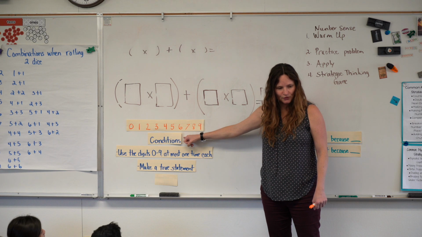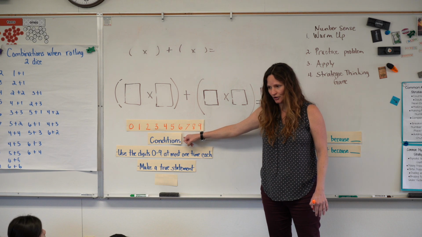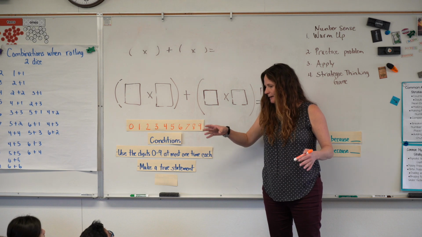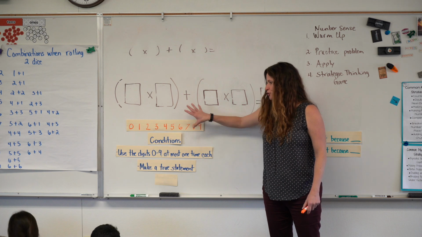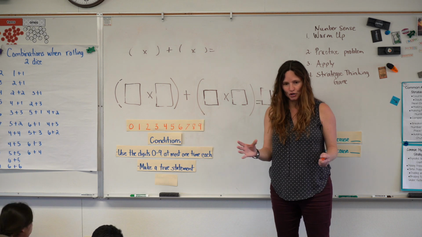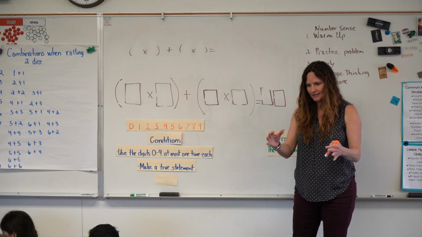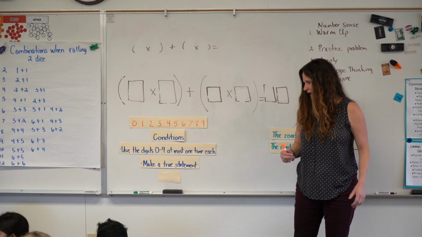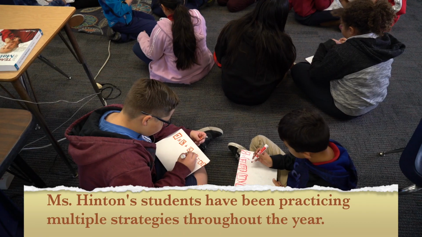What I want you to do first is work with a partner to talk about what numbers we can put in there to meet these conditions. So turn your body to your partner and put your heads together to think of a strategy. What do you want to do?